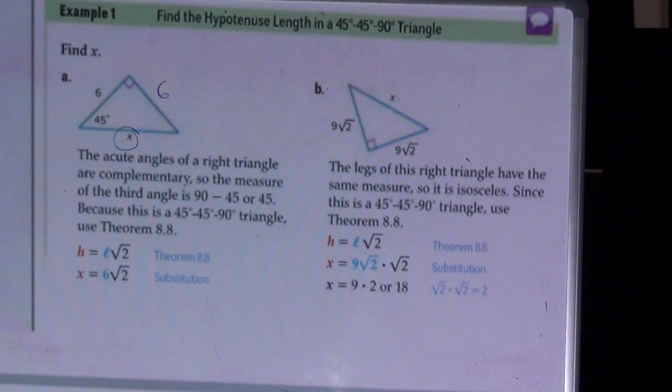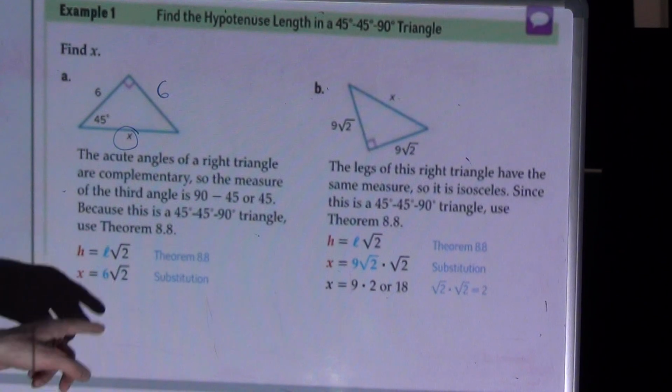You don't need to actually write that in any kind of decimal form or anything like that. Just write 6 root 2, and that's it. There you go, there's my hypotenuse length. That's that one. That's where they got that.